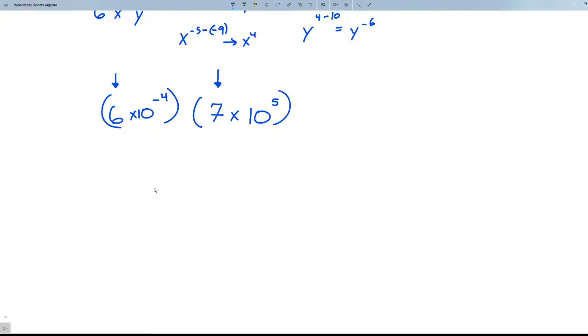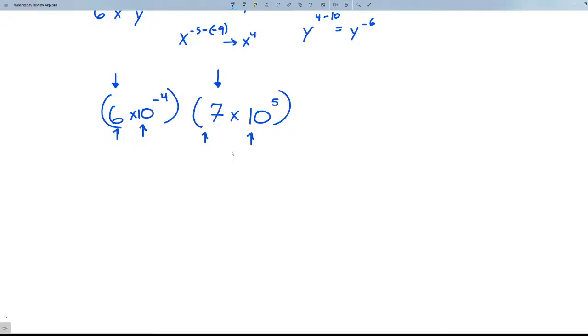Let me look at this way. Let's just think about what's going on. We're multiplying 6 by 10 to the -4th, and we're also multiplying 7 by 10 to the 5th. Since we're just multiplying completely across, we can rearrange this. That would help you see why we can just multiply the 6 and the 7 right off the bat.